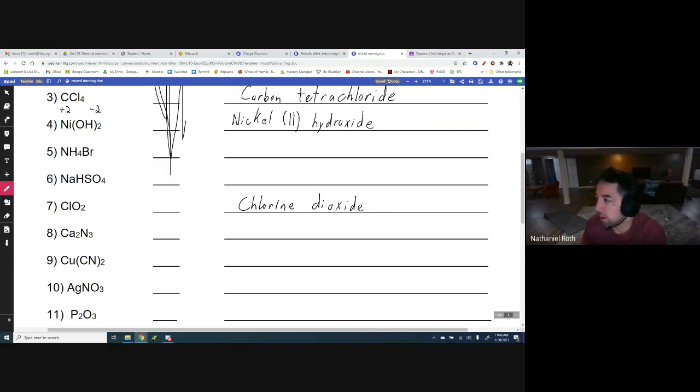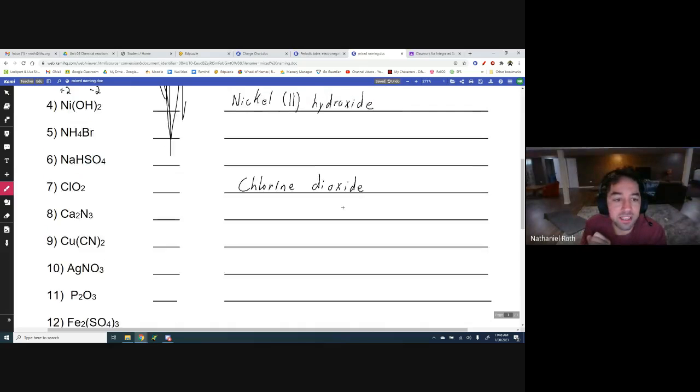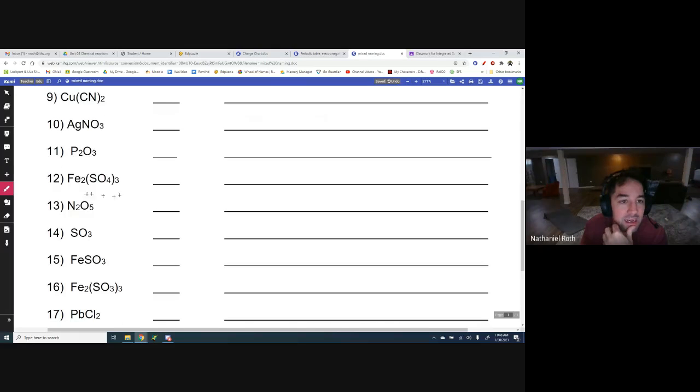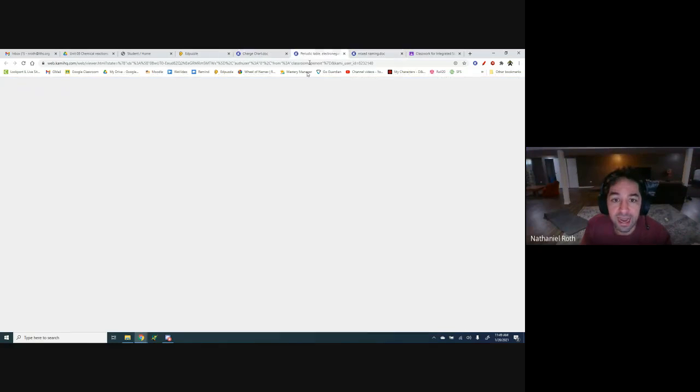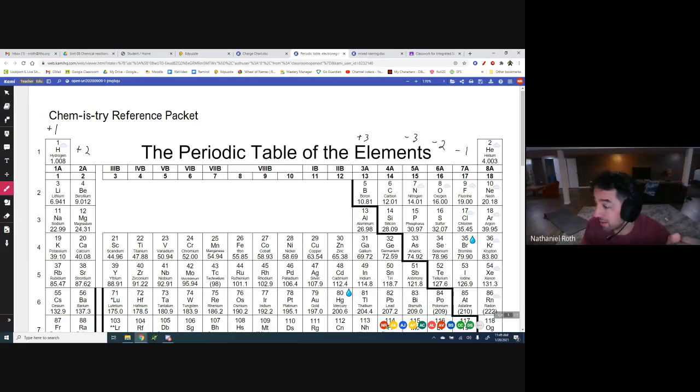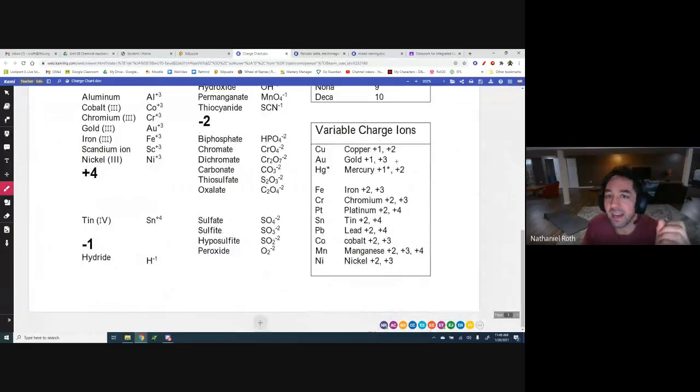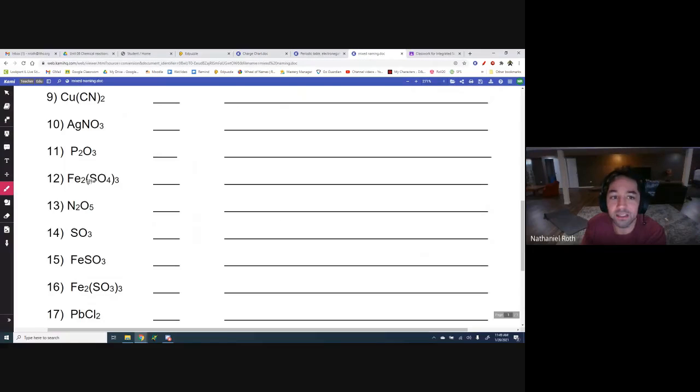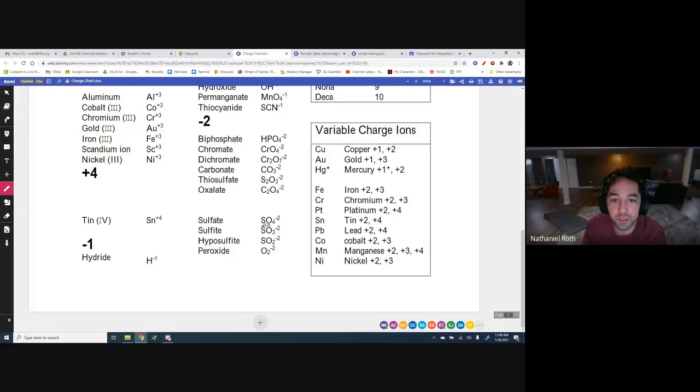Okay, we're going to do one more, and then I'm going to give you guys some time to practice. We're going to skip down here to this one. Fe2(SO4)3. So first step, ionic or covalent. Fe is iron right here. That is a metal, which means this is ionic. So we have to check our charge chart. Is iron in the variable charge ions? Yes, it is. It's right here. So that means we need Roman numerals. Now, SO4, that is a polyatomic ion. So we got to look that up. SO4 is right here. That is sulfate, and it has a charge of -2.